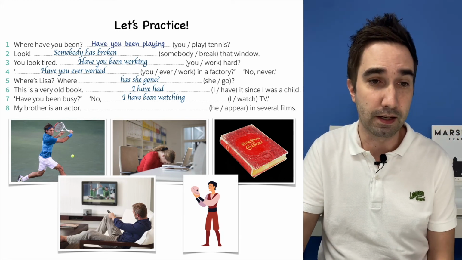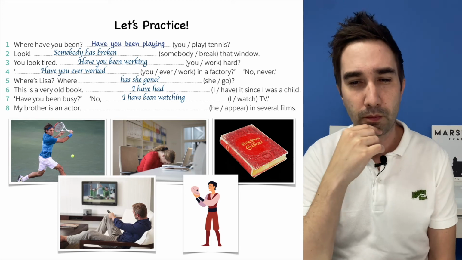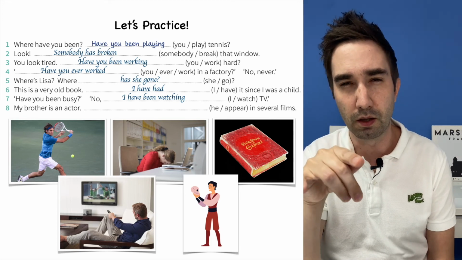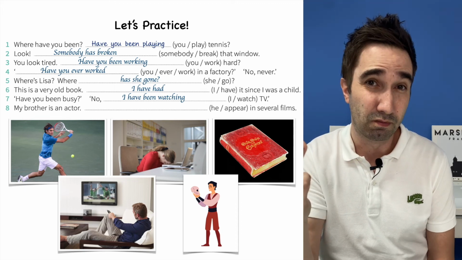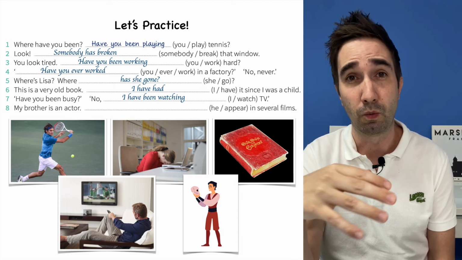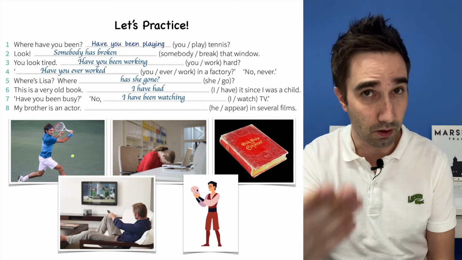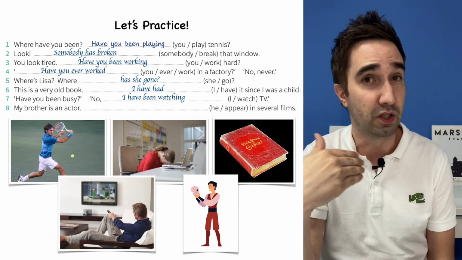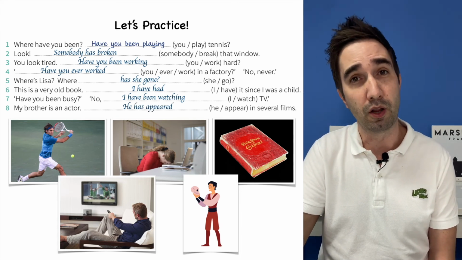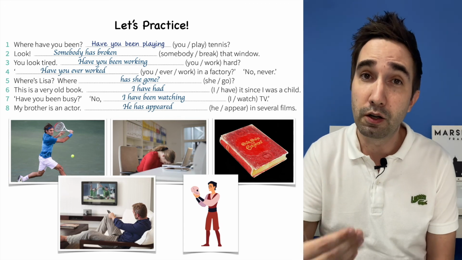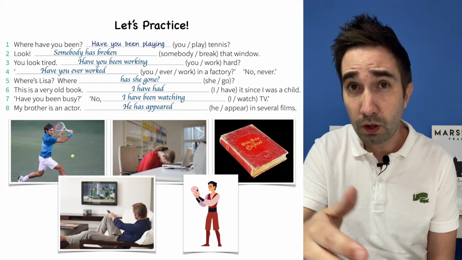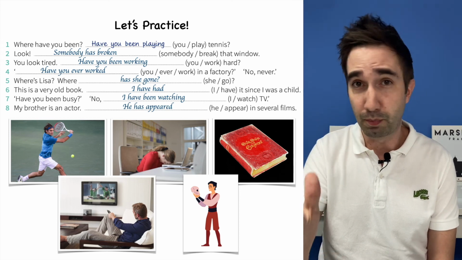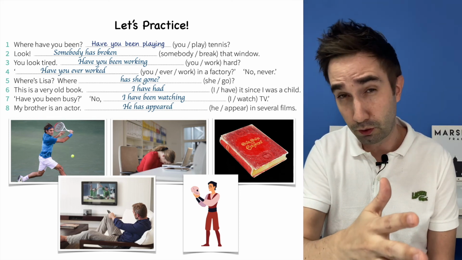All right, and the last one. This one's a little bit tricky. My brother is an actor. He appeared in several films. So several is like a number, right? In that case, we're going to be talking about the result of an action, the result of an activity. So my brother is an actor. He has appeared in several films. So there you go. That's the difference between present perfect simple and present perfect continuous.